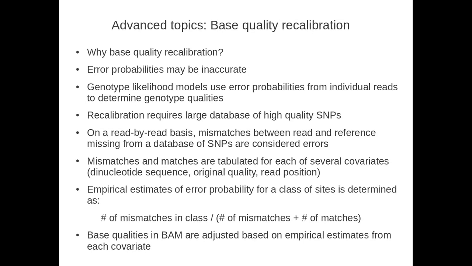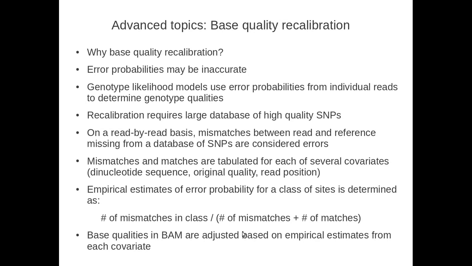Again, this is kind of review now because I've described much of this. The error probabilities coming off the machine, that is the Phred quality scores in those FASTQs, may be inaccurate. In fact, the previous slide shows that nearly always they are, and they are frequently overestimated. In other words, your confidence is overestimated. So why is this important? Because the genotype likelihood models use those error probabilities.